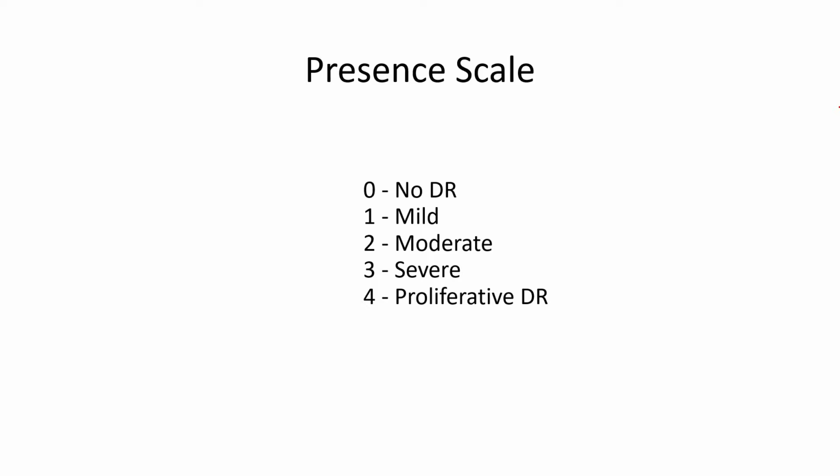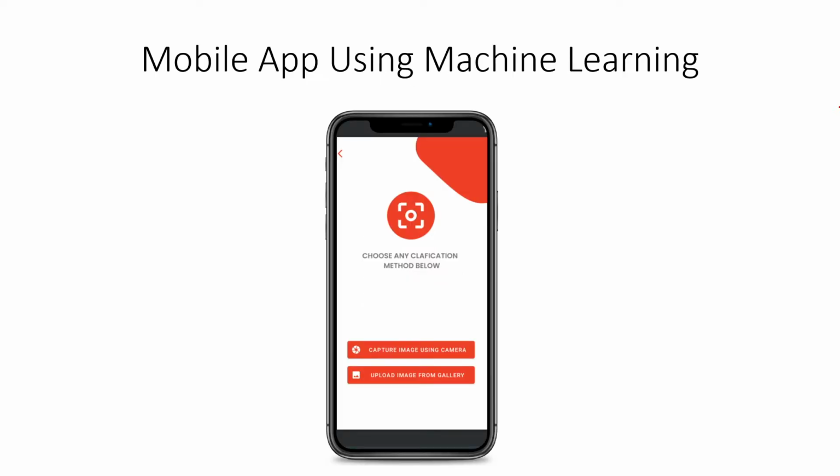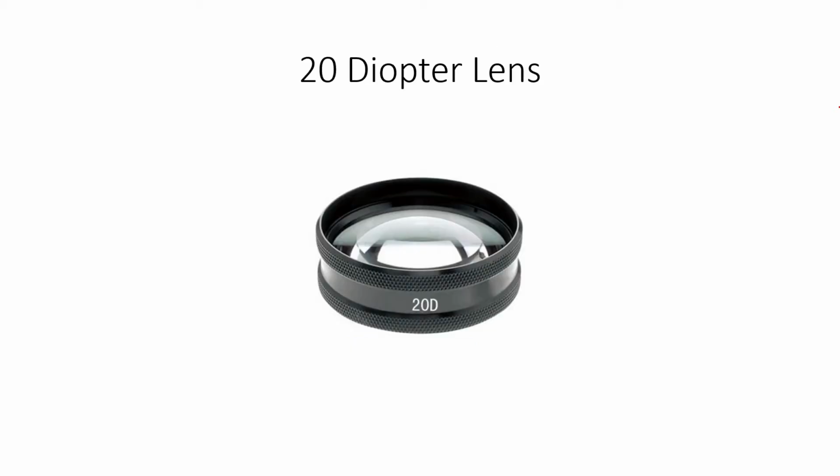Our overall setup would consist of a mobile app loaded with a fully trained model. This mobile app is going to help us in the process of image acquisition, pre-processing of image, segmentation of image, and finally detection of the diabetic retinopathy. We'll also be using a 20 diopter lens, which is going to help us view the retinal image, since it's not possible to view the retinal wall with a normal camera lens.